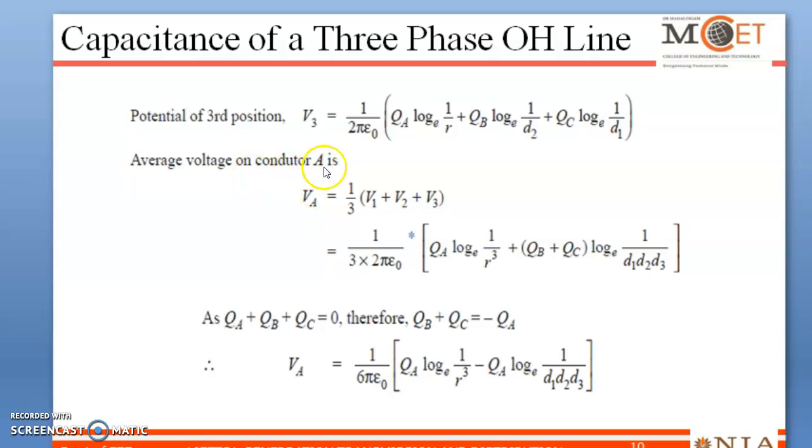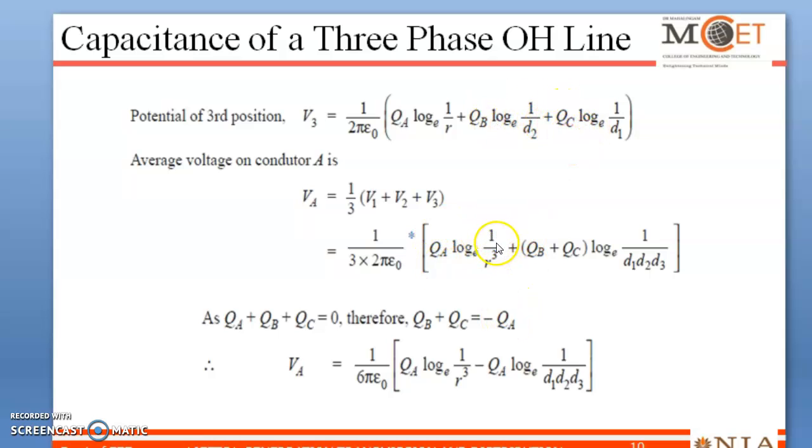The average voltage on a conductor VA is equal to 1 by 3 times the total voltage, that means V1 plus V2 plus V3. So these values are substituted in the above equations. Okay. So 1 by 3 is a common value to V1, V2, V3, so we are going to put it outside of the equation. After that the constant value 1 by 2 pi epsilon naught is substituted here.